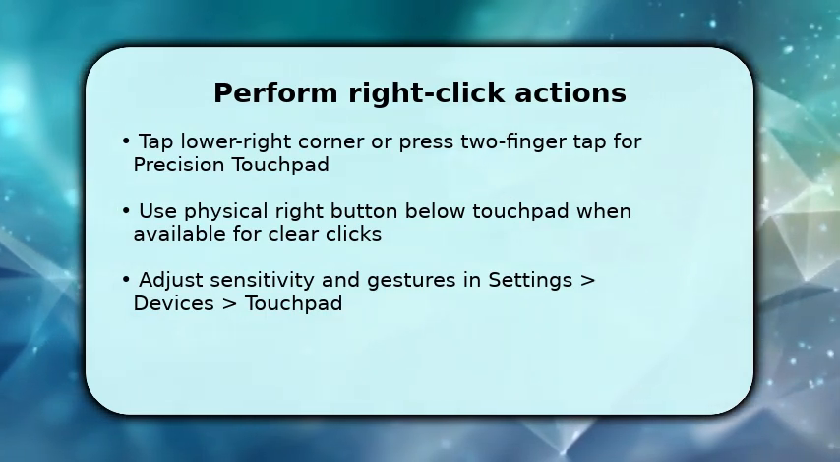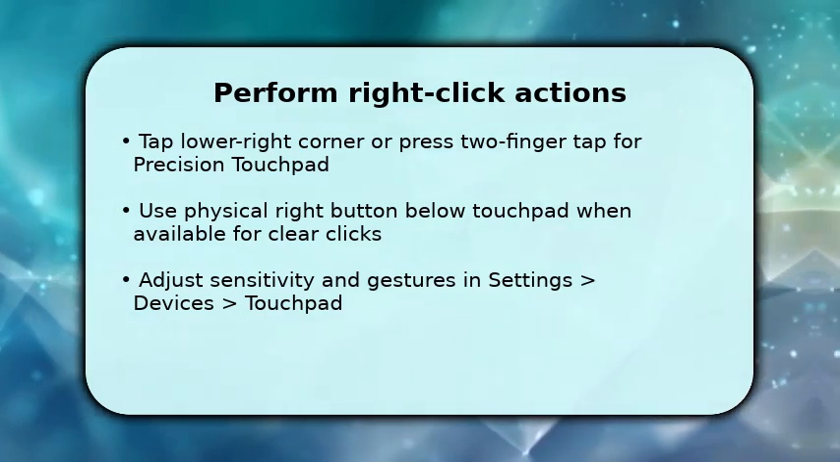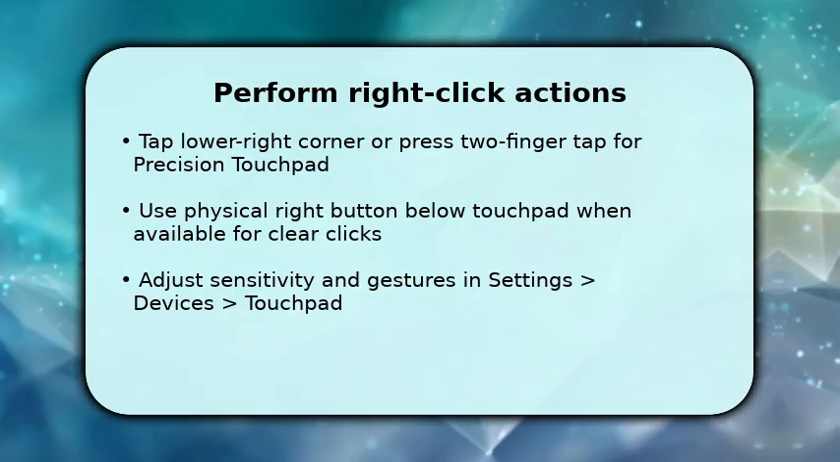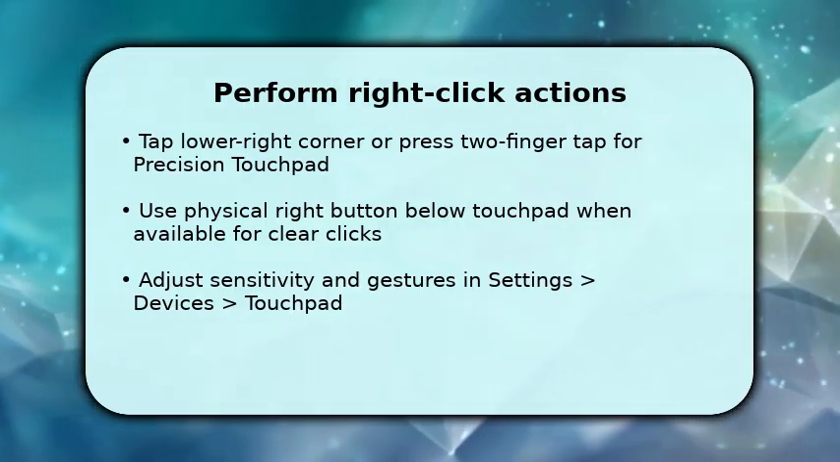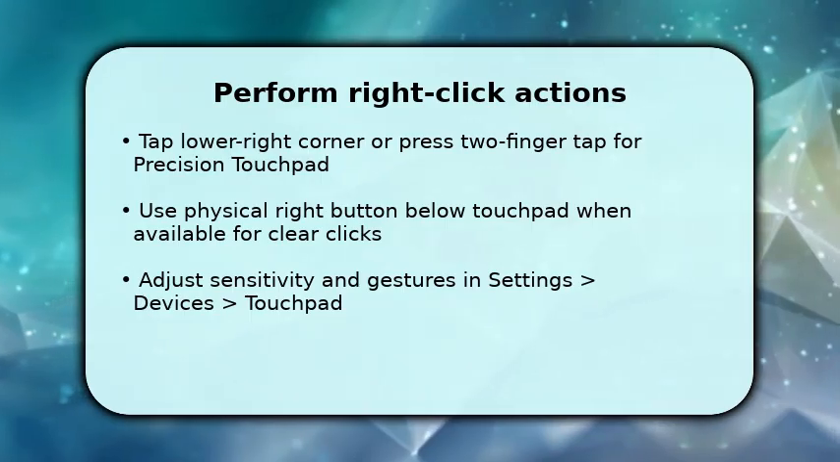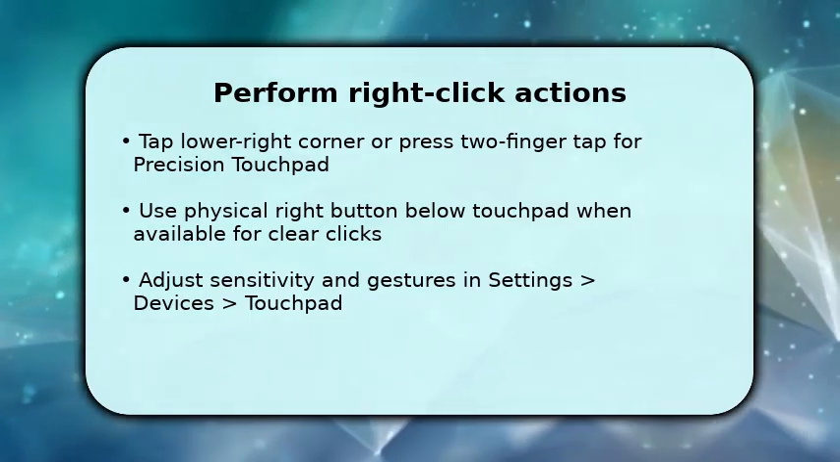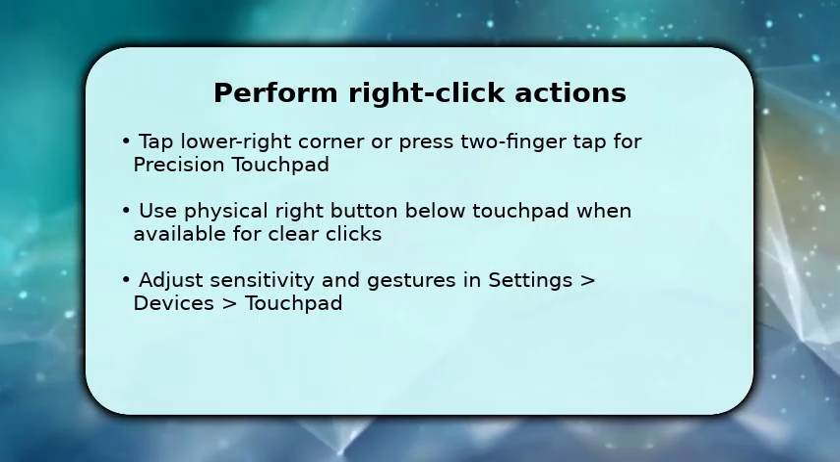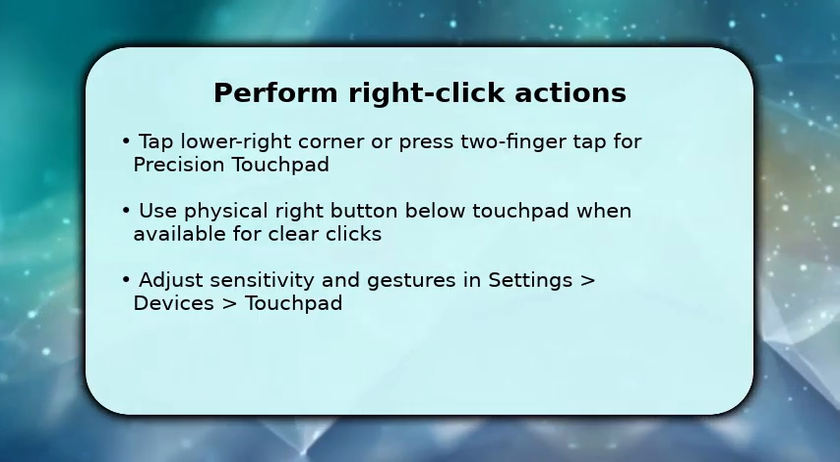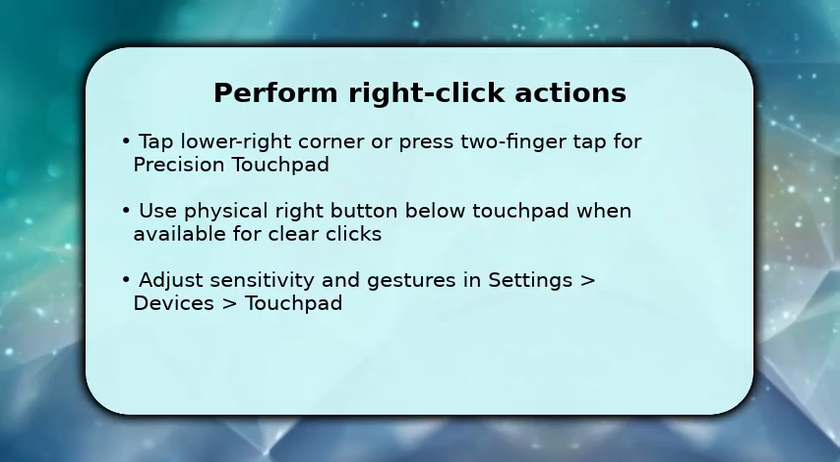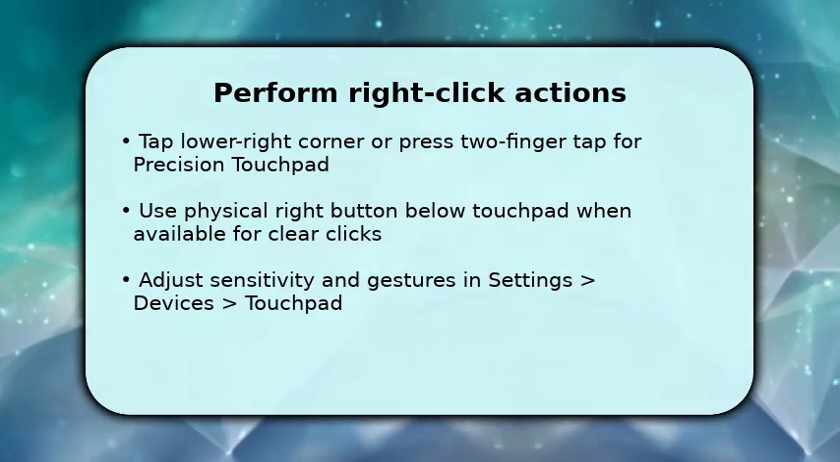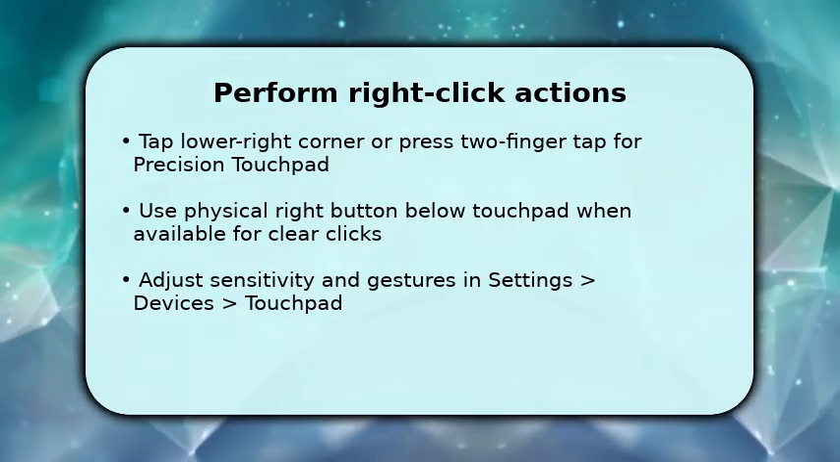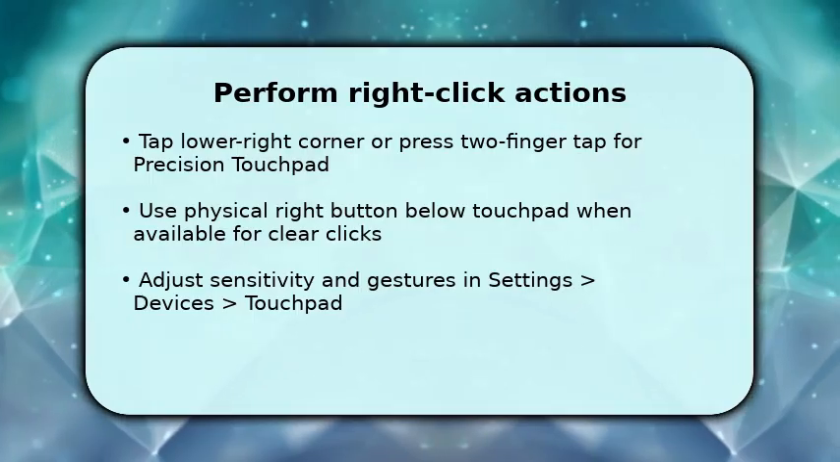If you have a precision touchpad, tap with 2 fingers to open context menus. Alternatively, a single-finger tap in the lower right corner simulates a right-click on many Lenovo models. If your laptop has physical buttons, press the right button for a more deliberate click. Make sure to adjust sensitivity and gesture settings in Windows so your taps aren't misread as drags or accidental clicks.